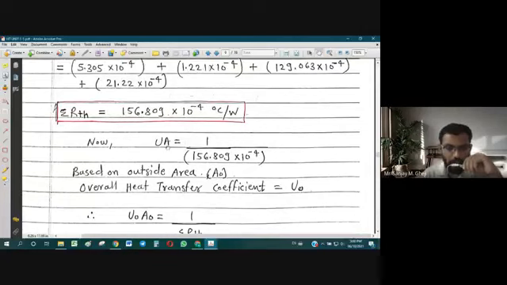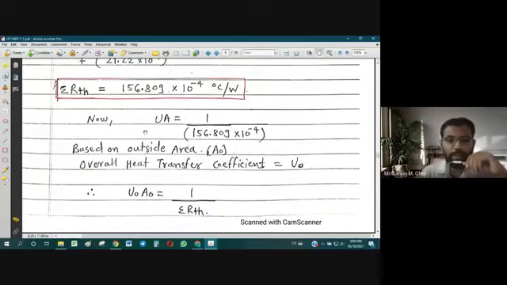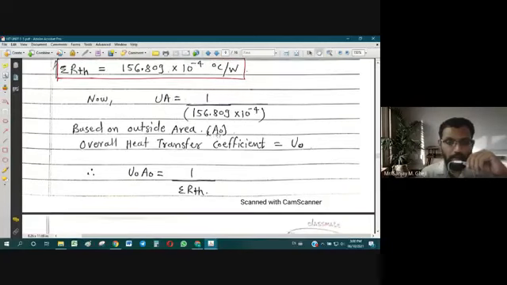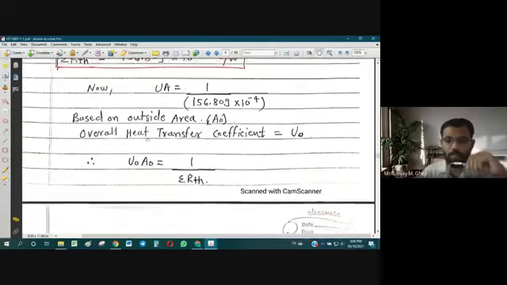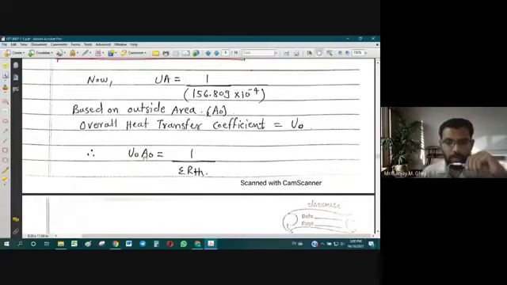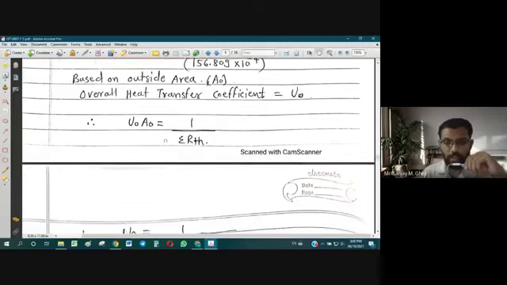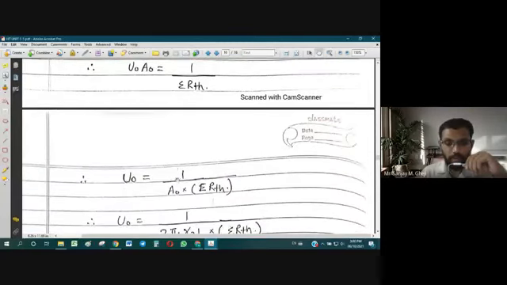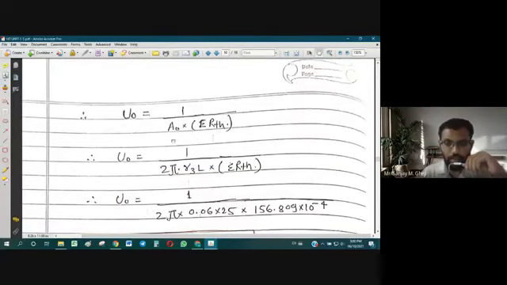Now U into area equals 1 upon summation R thermal, 1 upon this value, summation R thermal. Now we are asked to find the U value, overall heat transfer coefficient, based on outside area. Okay, so if you put area equal to outside area, we get U as UO. So UO into AO equals 1 upon summation R thermal. UO equals 1 upon this area into summation R thermal. Area is taken to the denominator on the right hand side.